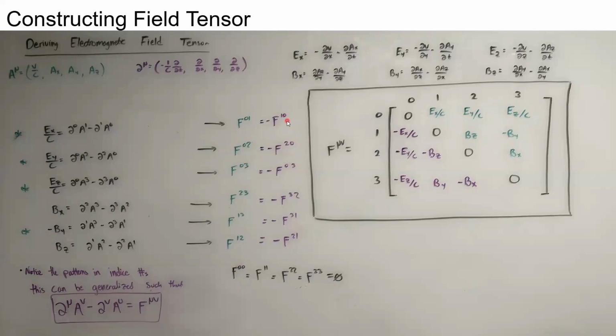If we try to solve for the 1, 0 component, we quickly see that it's really just the negative of the 0, 1 component. So that allows us to fill in the bottom half of this matrix, and notice how the y component of the magnetic field is now positive over here. So that is pretty much the nitty-gritty of constructing the field tensor.